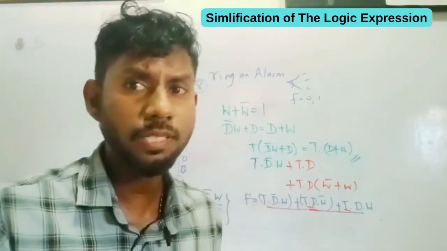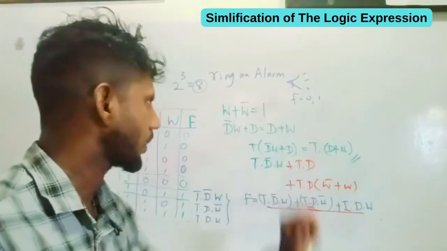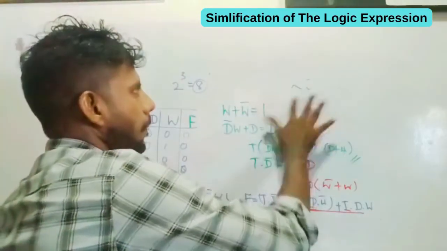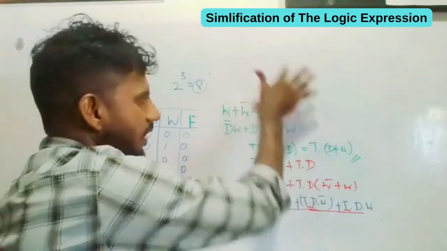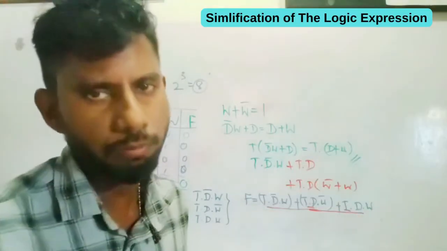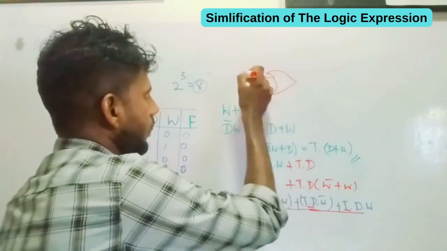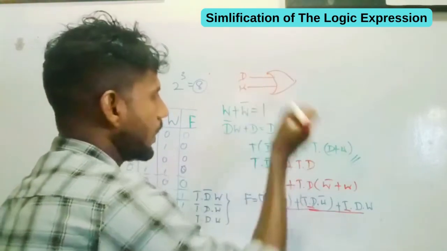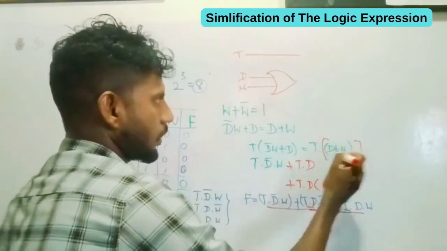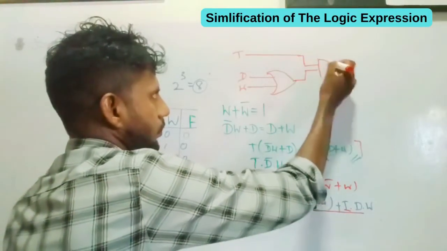The next part they are asking from us, we need to draw a simple logic circuit to get this. Students, if you have practiced these types of questions, it's really easy. I'm repeatedly telling this. So T dot (D plus W), we get it from an OR gate. So basically you're going to draw an OR gate that connects D and W. T comes separately, and this should be multiplied, so we connect by using an AND gate. Easy as that.